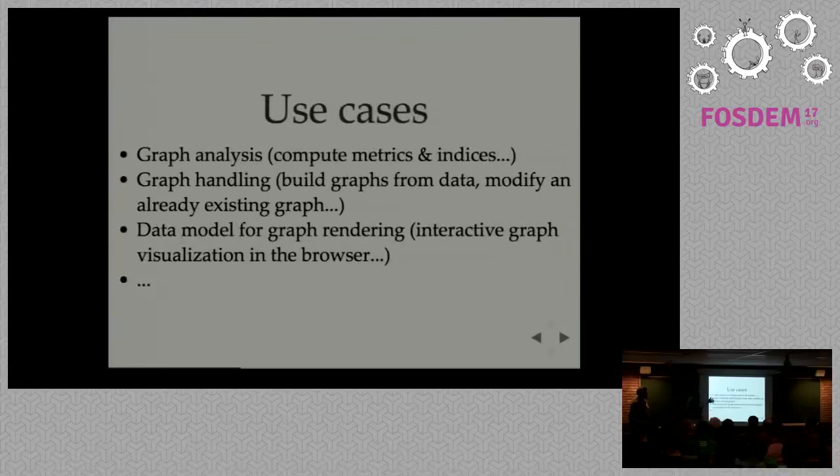So we have a lot of use cases for this kind of library. We have graph analysis, if you want to compute metrics or whole indices about your graph. If you want to perform graph handling tasks, like you want to build specific graphs like bipartite graph from data or modify something which already exists, etc. Or maybe interface with some databases like Neo4j or Titan or so on. And you also have a data model for rendering, which means that graphology is actually suitable for rendering libraries as a graph model, because it has a lot of events and you can listen to mutations on the graph and so on. We will see that later.